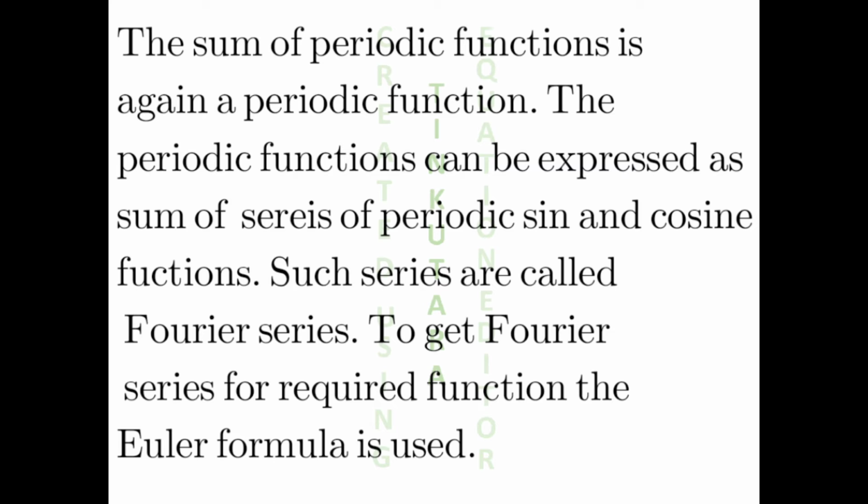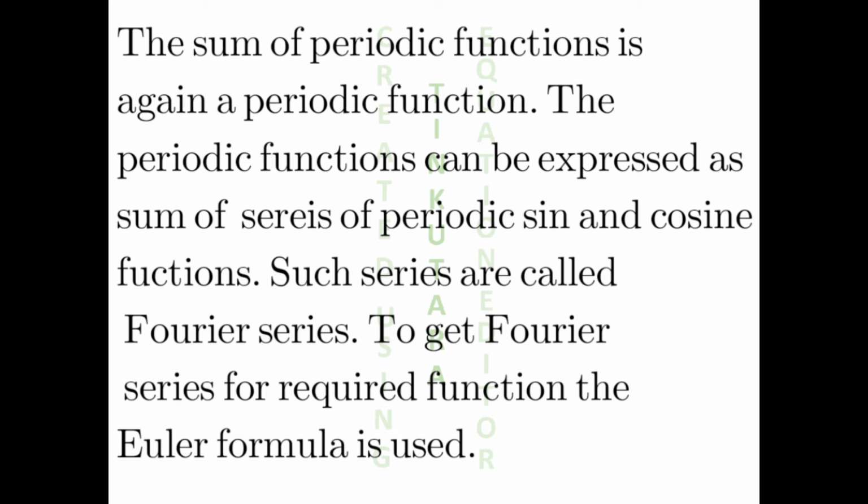The basic Euler's formula is used when the function is defined on an interval of length 2 pi. For example, if f(x) is defined on the interval, that is for all values of x in the open interval 0 to 2 pi, here the length of the interval is 2 pi.